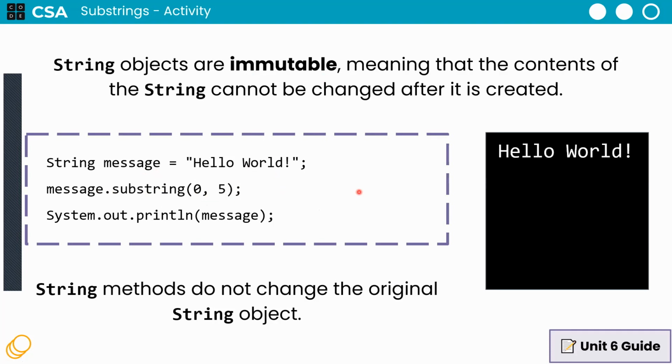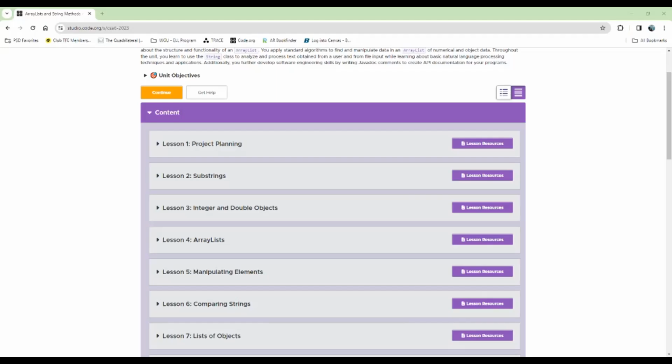So again, the main thing is string methods do not change the original string object. So, all right, now I'm going to walk you through some coding and pause this guy. All right, now we're moving on to the actual coding part.